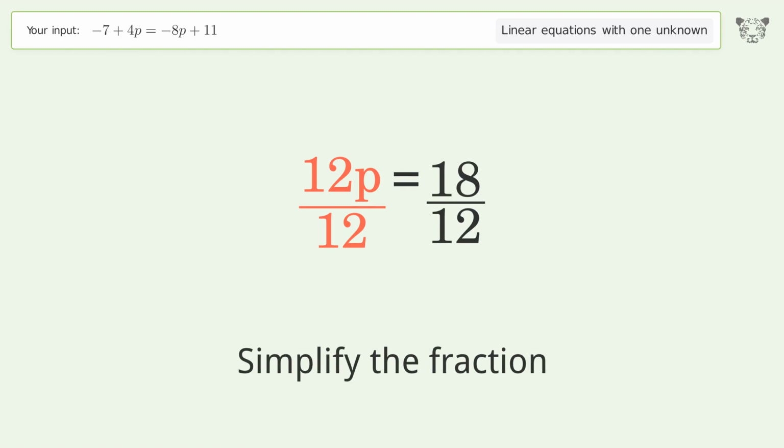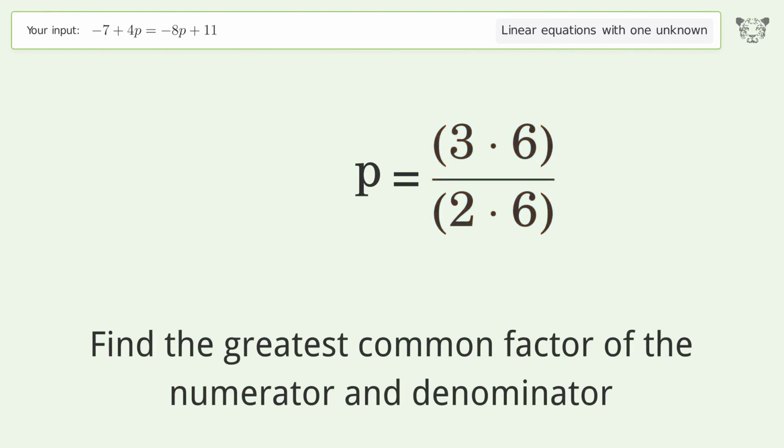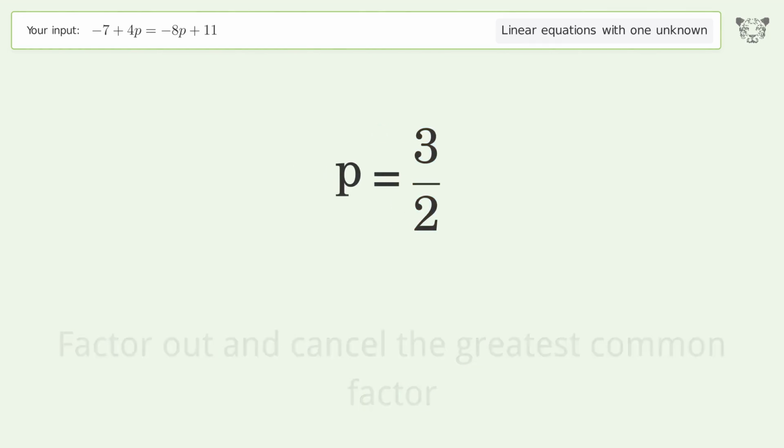Simplify the fraction. Find the greatest common factor of the numerator and denominator. Factor out and cancel the greatest common factor. And so the final result is p equals 3/2.